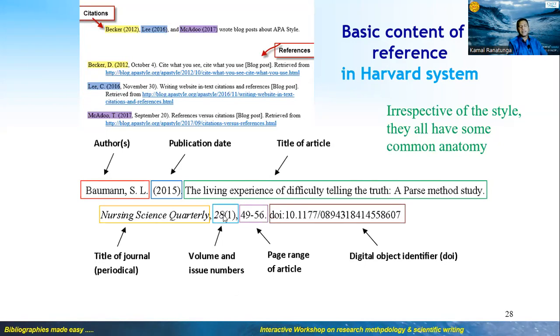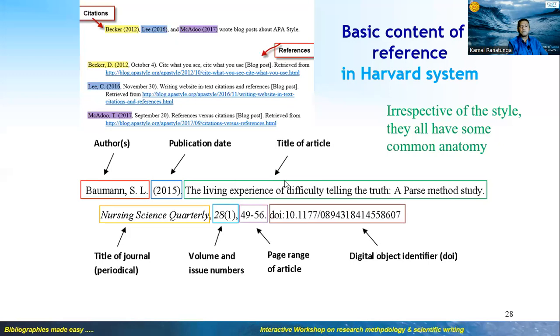Volume is how many years it has been published, right? Even newspapers have a volume number. So that gives an idea of how long it has been publishing, for how many years. In this case, it has now been 28 years by 2015. And the issue is how many issues per year. It's 28 years now, and this is the first issue in that year. So that is the year and the issue.